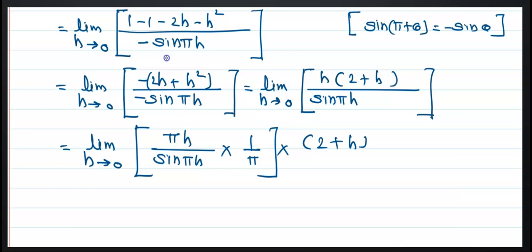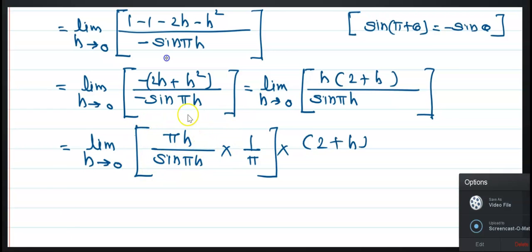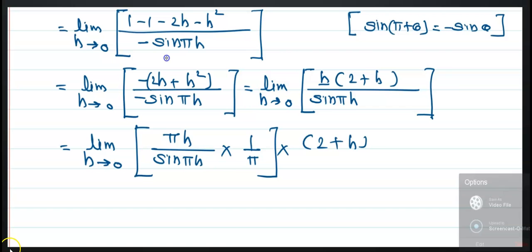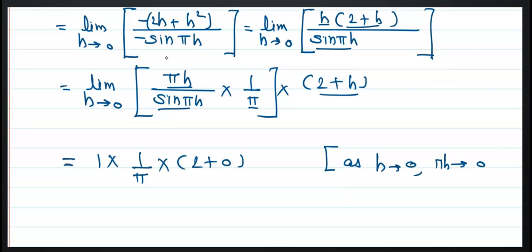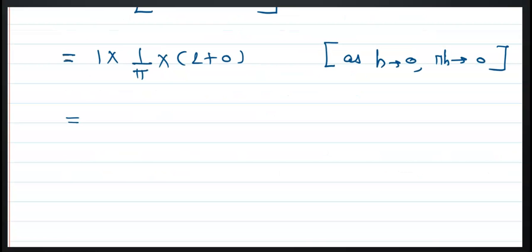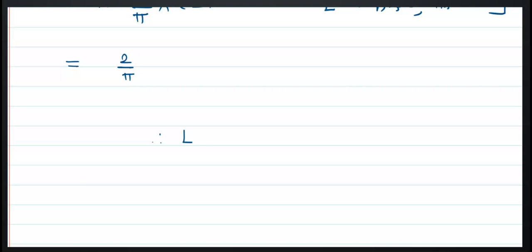Therefore, the value of this limit is 1 into 1 upon pi, as h tends to 0. Therefore, you will get 2 plus 0 is a 2, and therefore final answer is 2 by pi. Therefore, 1 into, this is as h tends to 0, pi h tends to 0. Therefore, the answer is 2 by pi. Therefore, L is equal to 2 upon pi.